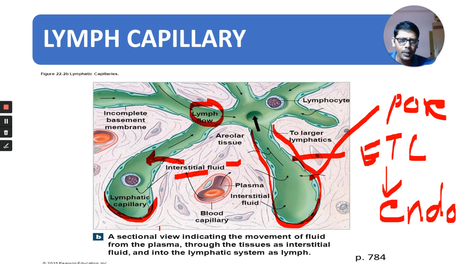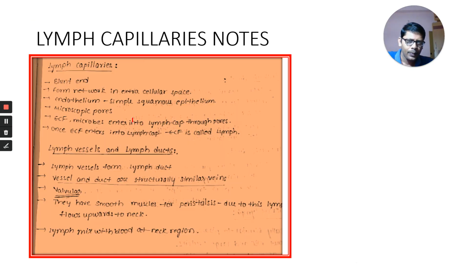Okay, there are the lymph capillary, there is a lymphocyte here. In the lymph, there are lymphocytes and two larger lymphatics, and this is the plasma. This is the plasma and interstitial fluid entering into here, also interstitial fluid entering. Okay, you can write down these notes.